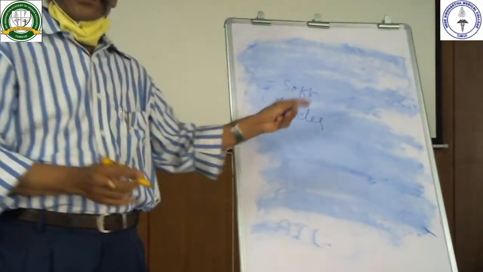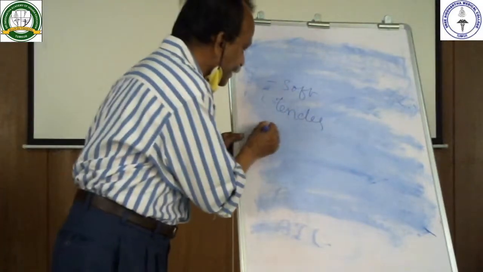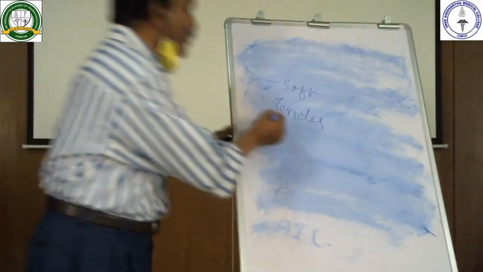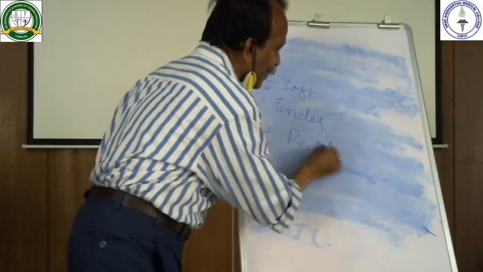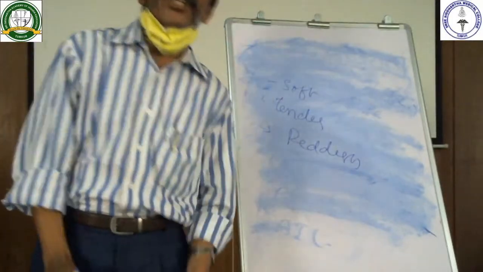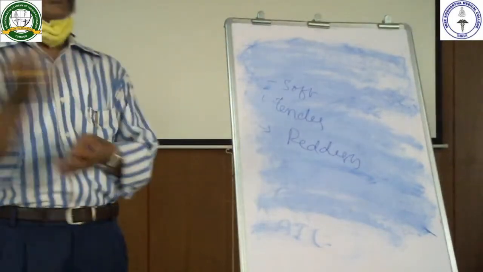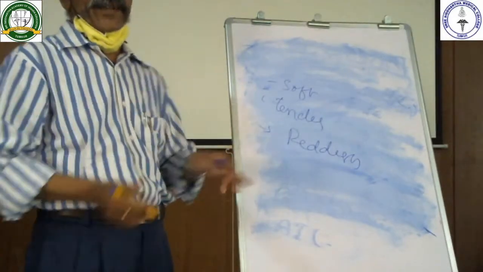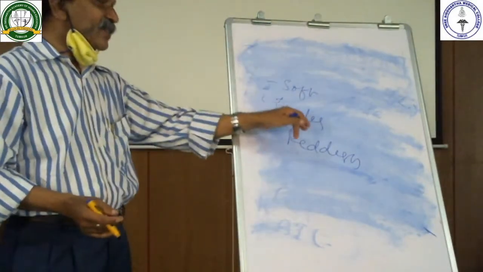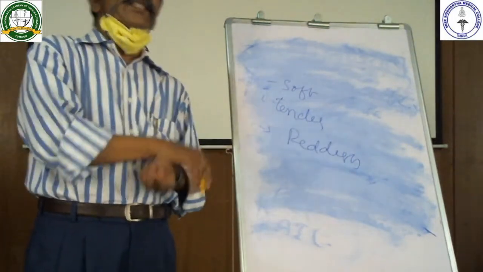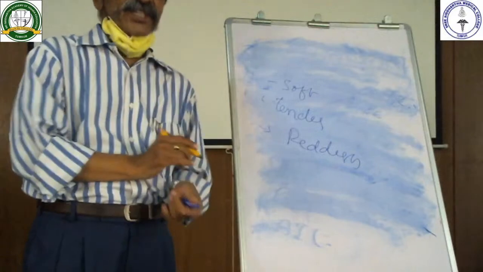They are tender, soft in consistency, and the skin over the surface of these enlarged lymph nodes is reddish. That is one of the acute inflammatory signs, that is calor, rubor, etc. Right? So soft in consistency, tender, and the skin over the surface of the enlarged lymph node is reddish in color.